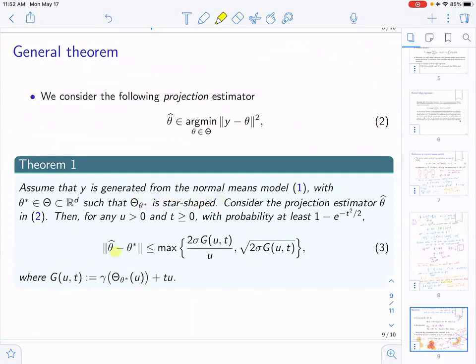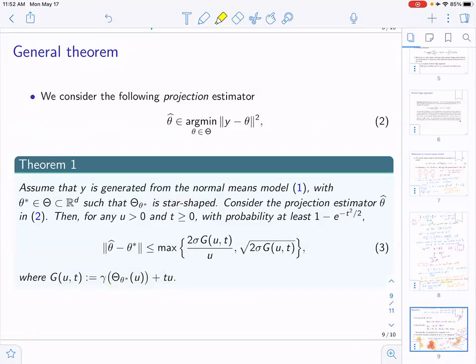Then we have this bound for any u and for any t with high probability. Let's say you have this, and this quantity has the noise variance, which appears in the normal means model. And you can see this quantity is mainly determined by the Gaussian width of this set, plus this part, which accounts for the high probability bound. Okay, so that's the main result, and a lot of consequences follow from this. This result is not stated in your book like that, but some of the consequences are stated.